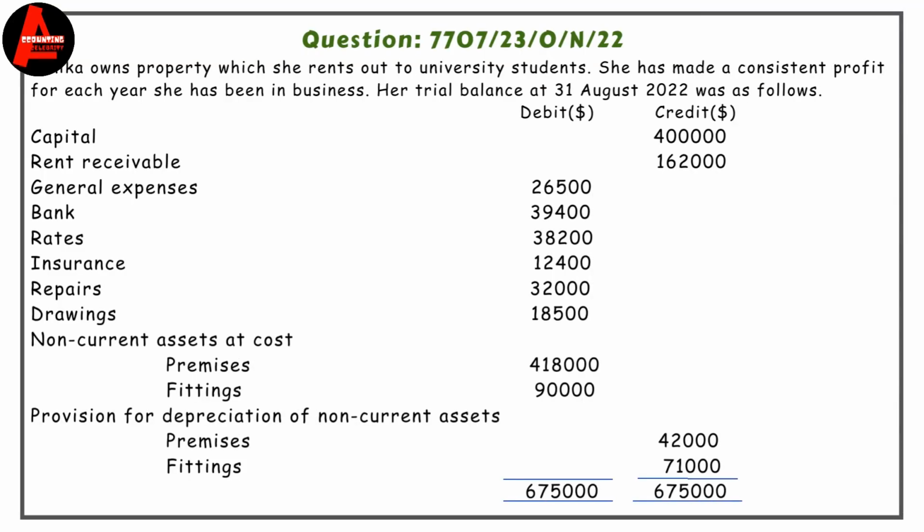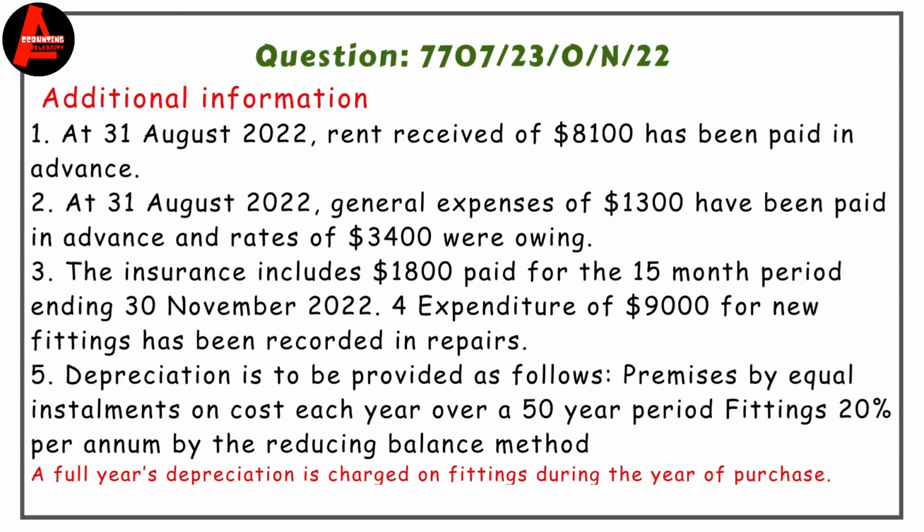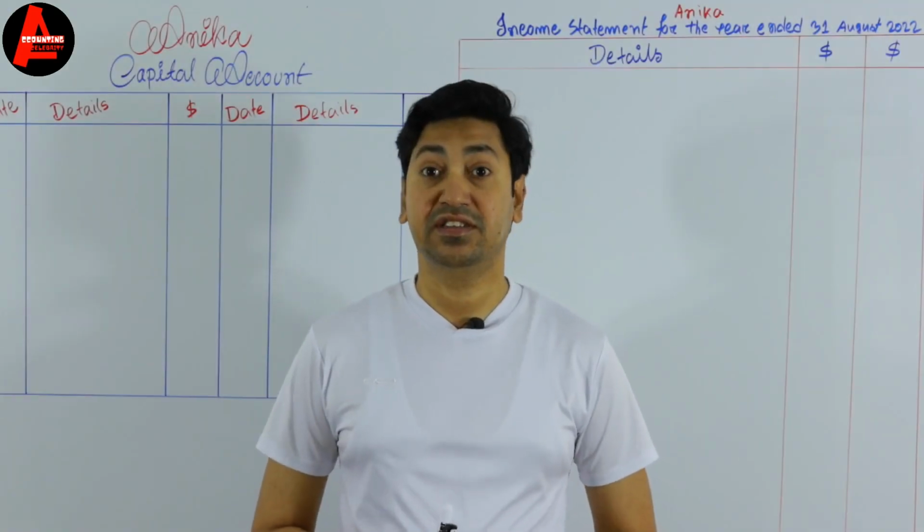Anika owns property which she rents out to university students. She has made a consistent profit for each year she has been in business. Her trial balance at 31st August 2022 was as follows. So here we see the trial balance, and at the end of the question we have 5 additional information. These are the adjustments for the financial statement.